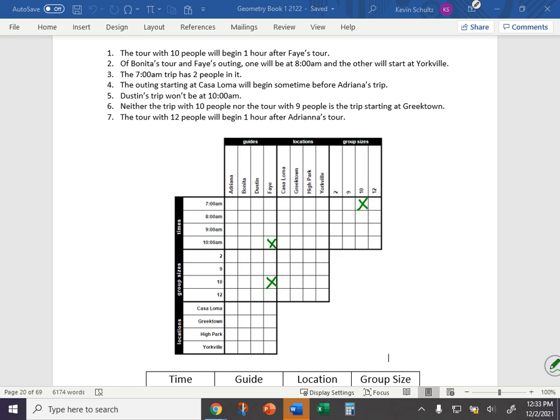Yeah. Adriana and Dustin's cannot be at 8. How do you get that from clue 2? Oh wait, we're not jumping too far ahead here. Because if we jump too far ahead, then people will get lost at where we're at. So anything else we can determine from clue 2?